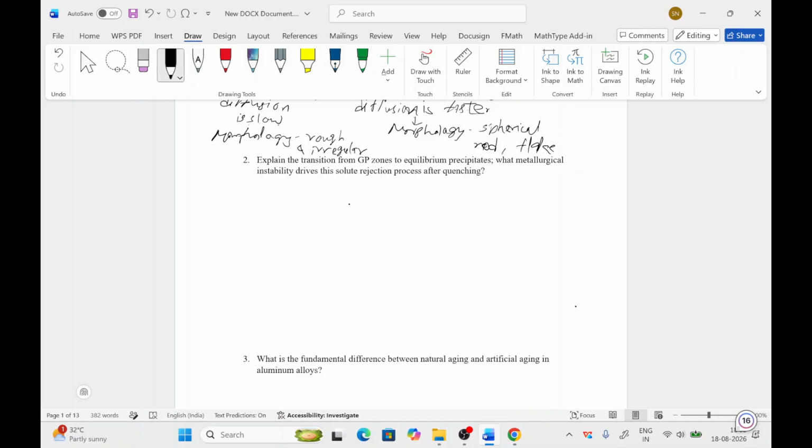So these clusters of solute atoms arrange in some order, means alternate solvent and solute atoms arrangement along a specific plane.